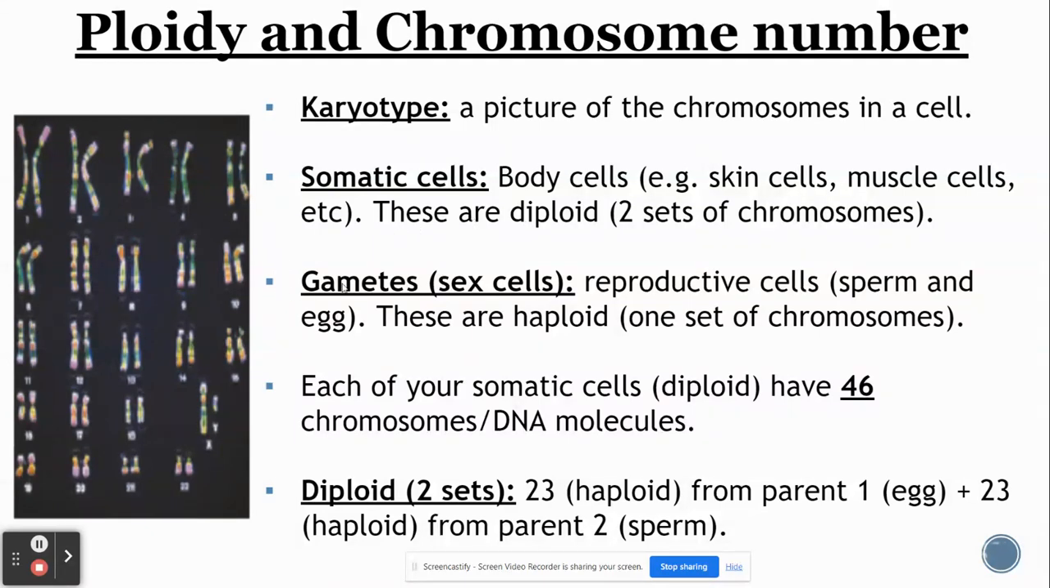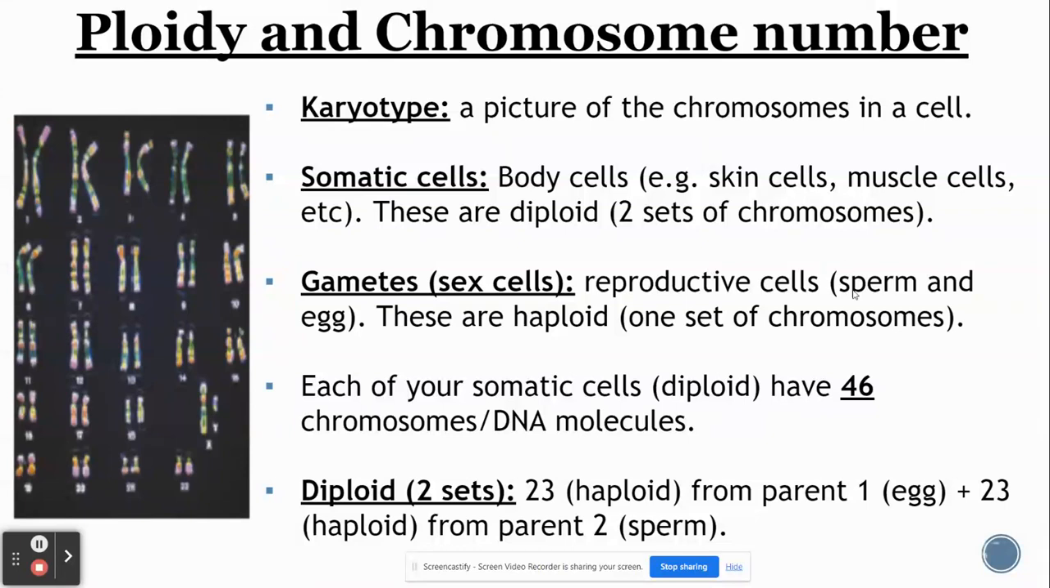We also have what's called gametes. Gametes are your sex cells. So some of you have sperm and some of you have egg. So sex cells are basically not your body cells. They're your cells you would use for reproduction, sperm or egg. And those are called haploid, meaning they have half the number of chromosomes that your regular body cells have. Haploid for half, diploid for 2 sets, haploid for 1 set.